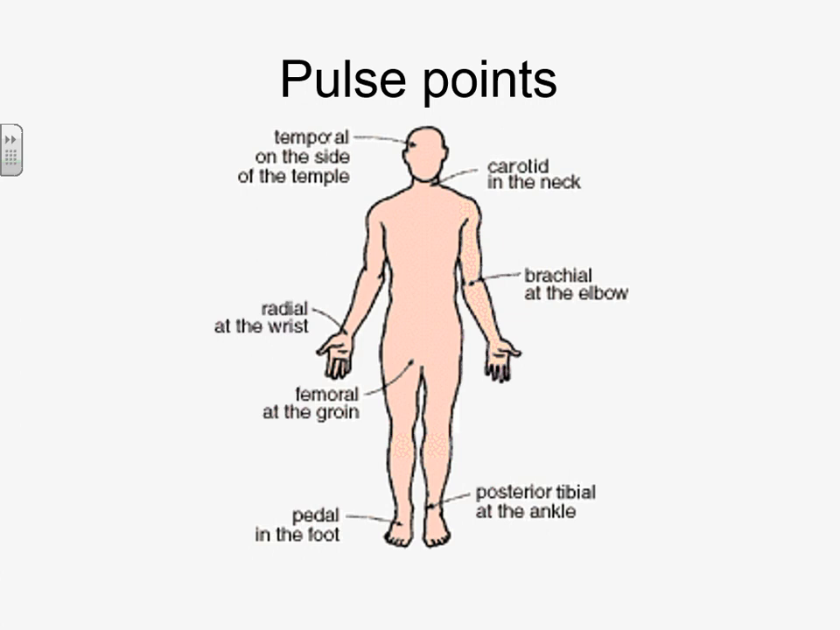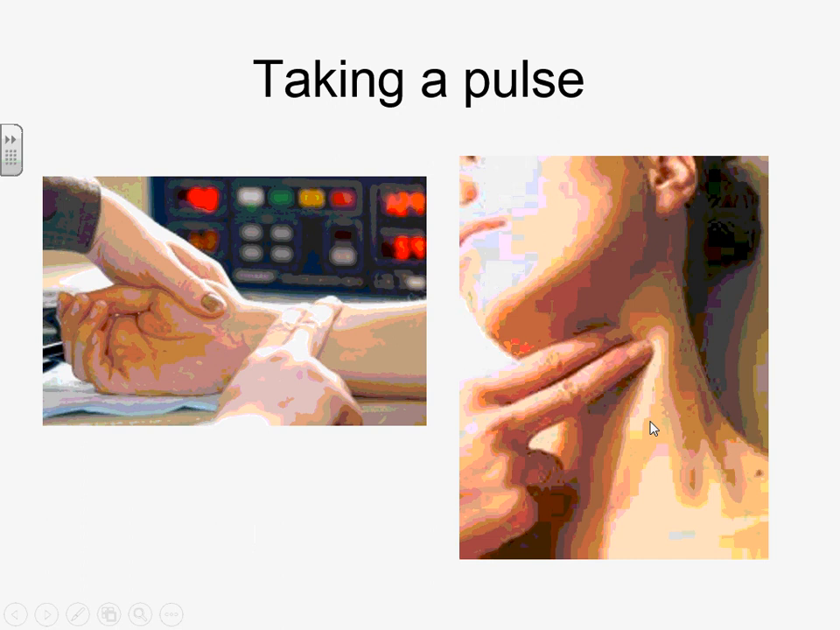Pedal in the foot and posterior tibial at the ankle. So there are all sorts of places where you might need to find a pulse to see if there's been any damage to blood vessels. But what a pulse is really just the stretching of the arteries and then their recoil. So as the blood is pumped into them, they stretch, and then as the heart rests, as it goes into diastole, the arteries will relax, and you get the recoil between. So taking a pulse, those are your typical places.